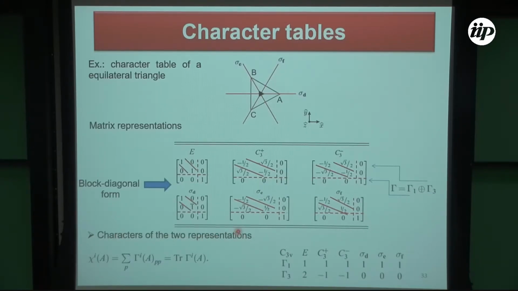So, for example, the two-dimensional representation here, we call it gamma 3. So for the identity, the matrix will be the block, the XY block here. The identity will have character 2. This is the character. The C3 plus will be minus 1. The C3 minus will be minus 1. They have the same character because they are in the same class. Sigma D will be 0. Sigma E will be 0. And sigma F will also be 0. They also belong to the same class.